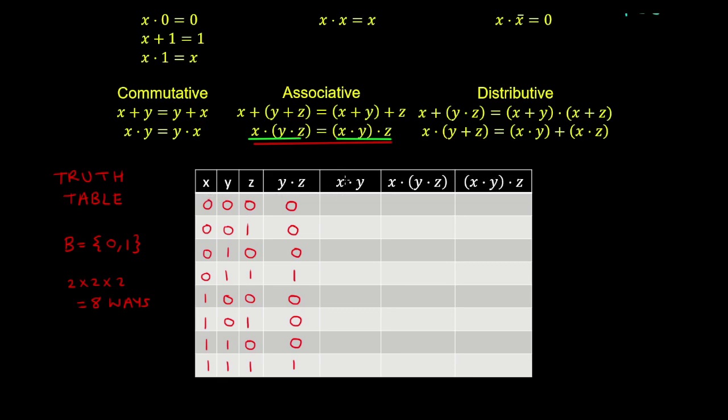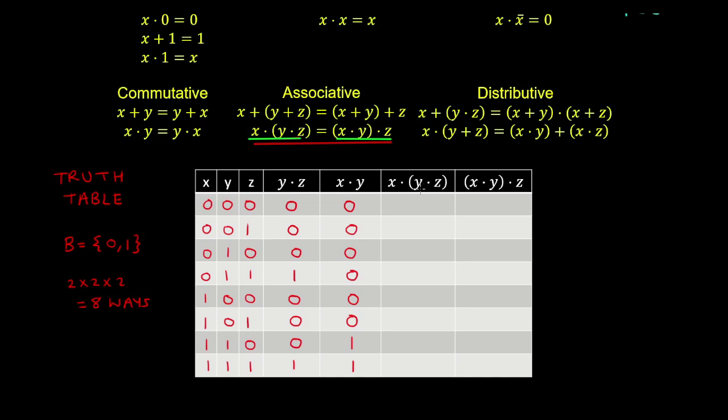So now let's proceed with x and y. So 0 and 0 is 0. 0 and 0 is 0. 0 and 1 is 0. 0 and 1 is 0. 1 and 0 is 0. 1 and 0 is 0. 1 and 1 is 1. And 1 and 1 is 1.